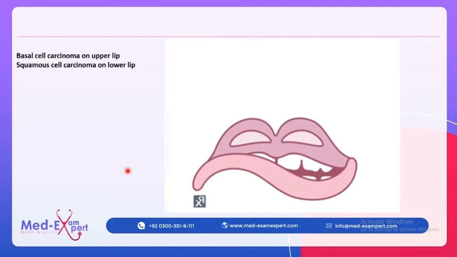Now you should know that these are the upper lips and these are the lower lips. So basal cell carcinoma, as this B suggests, B is for upper lips, and S is for lower lips, that is squamous cell carcinoma. You can also remember it like BS: B is above and S is below. So basal cell carcinoma above and squamous cell carcinoma below.